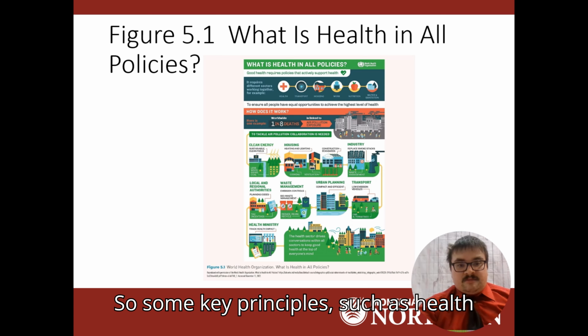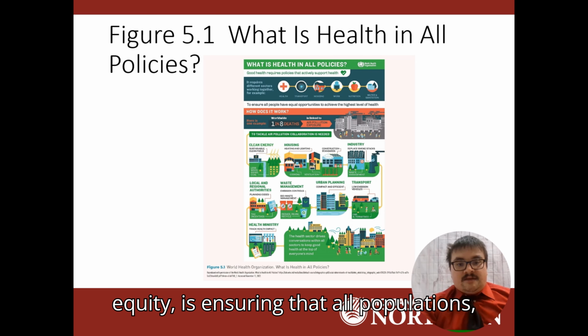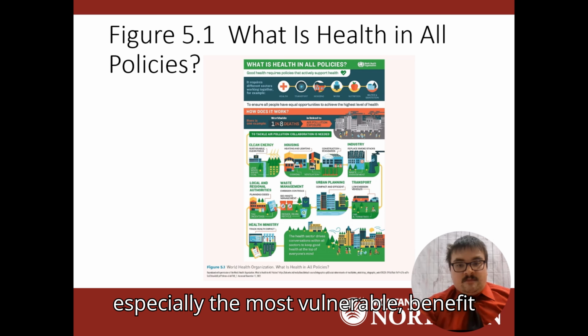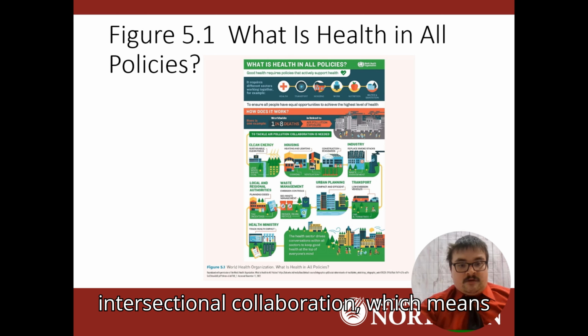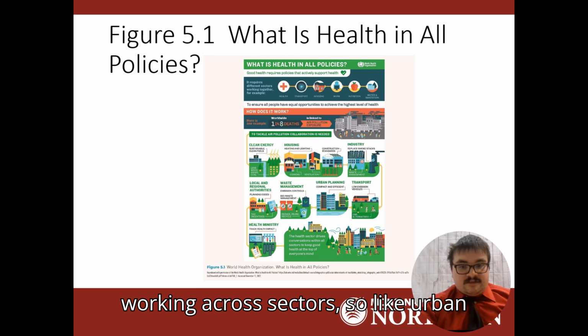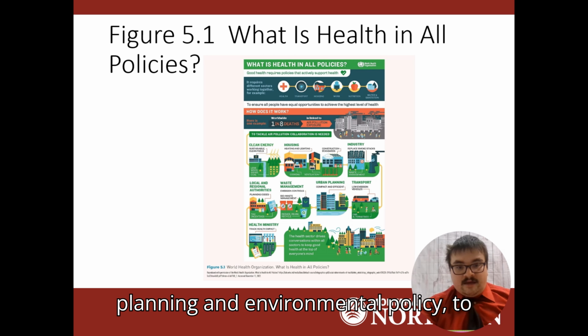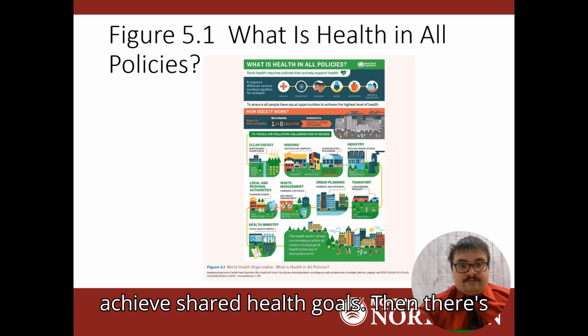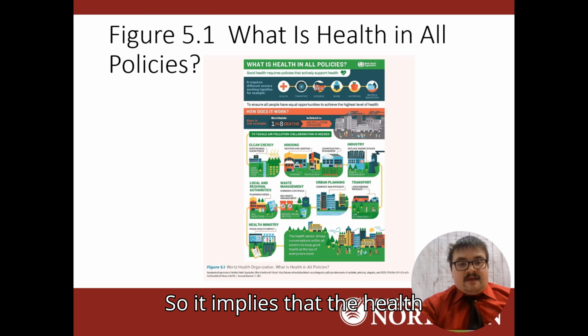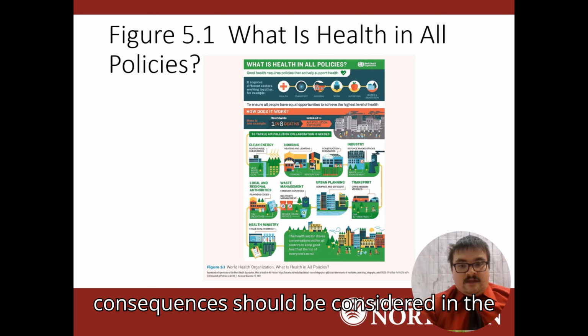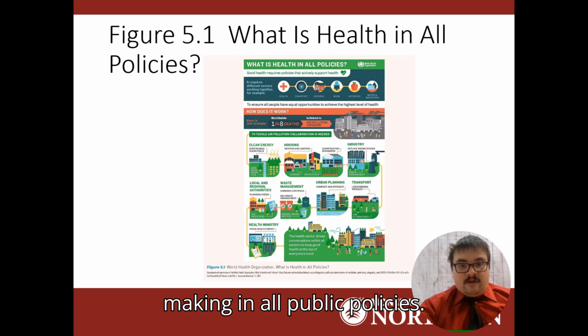So some key principles, such as health equity, is ensuring that all populations, especially the most vulnerable, benefit from the policies. Then there's intersectoral collaboration, which means working across sectors, like urban planning and environmental policy, to achieve shared health goals. Then there's sustainability, which is creating policies that lead to long-term improvements in population health. So it implies that health consequences should be considered in the making of all public policies.